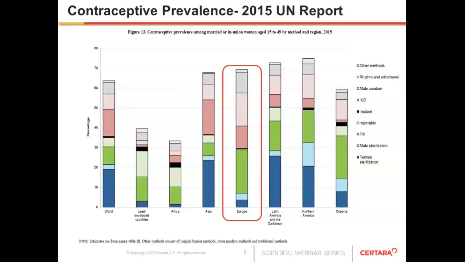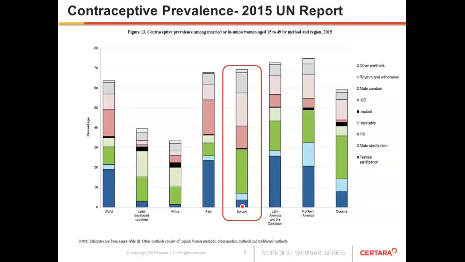Now, this slide is a summary of a 2015 UN report, which shows the prevalence of different contraceptive methods across the world. The different sections of the graph are arranged according to the legend on the right. If we focus on the world first, you can see that the most common contraceptive method in the world as a whole is female sterilization, followed by the pink portion, which is intrauterine devices. And then you have male condoms and the pill.